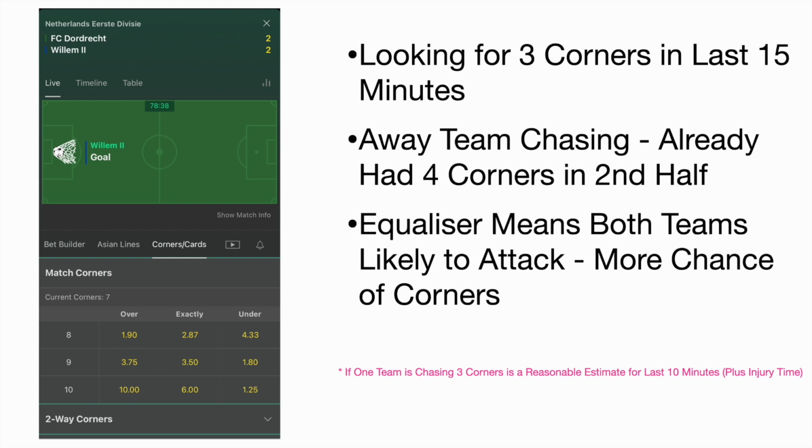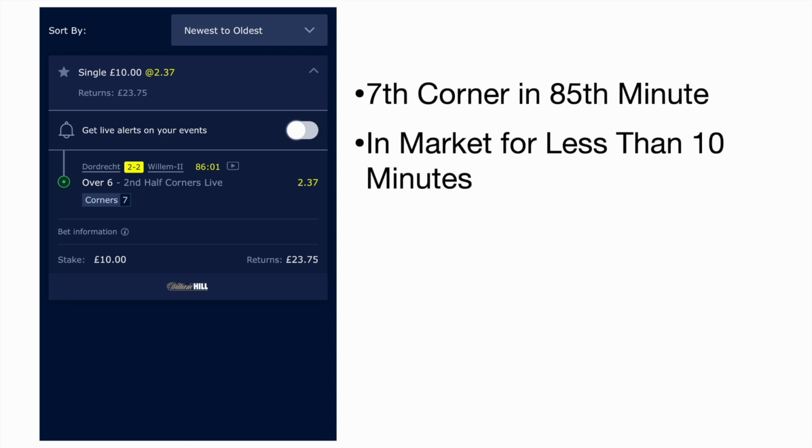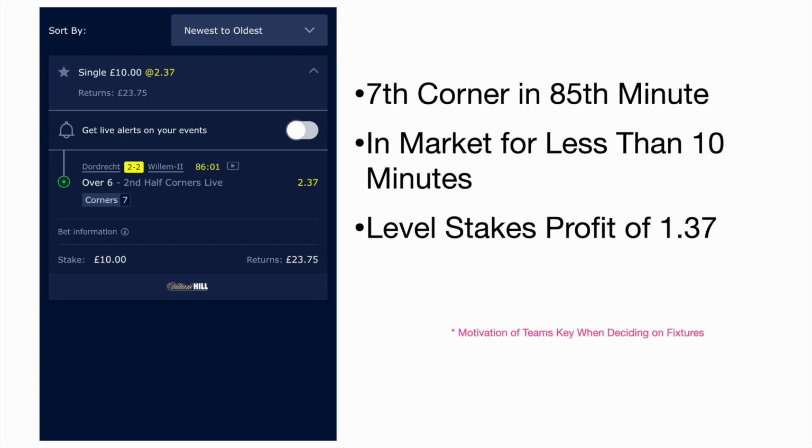So what's next? I've got some more examples of how things went. So this is how it ended up, 2-2. We had the 7 corners, it says there, over 6 we wanted. 7th corner in the 85th minute. So we were in the market for less than 10 minutes. And we made a level stakes profit of 1.37, which is an amazing return on investment for such a short time.